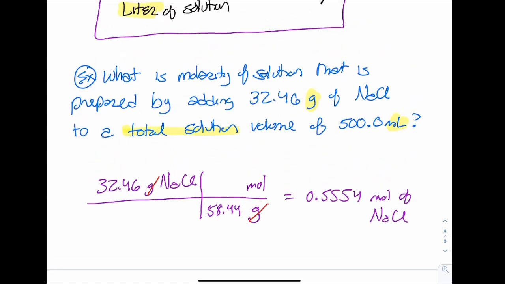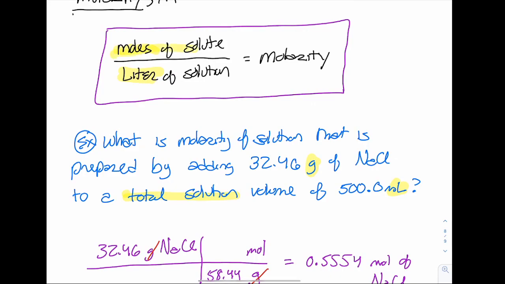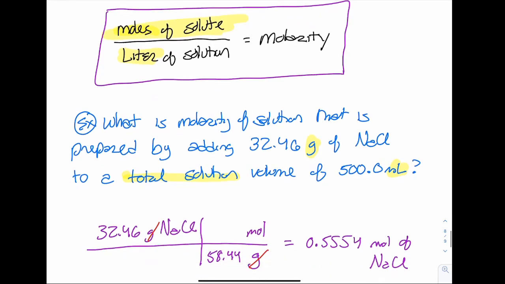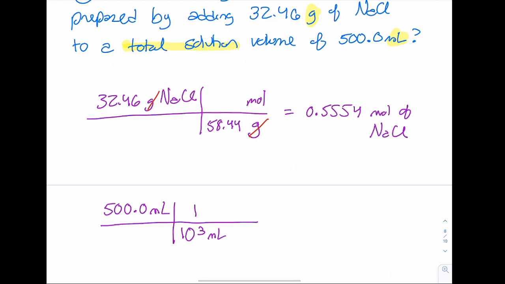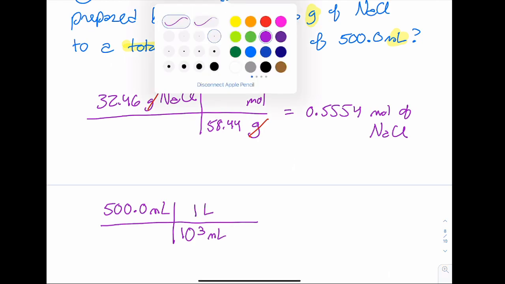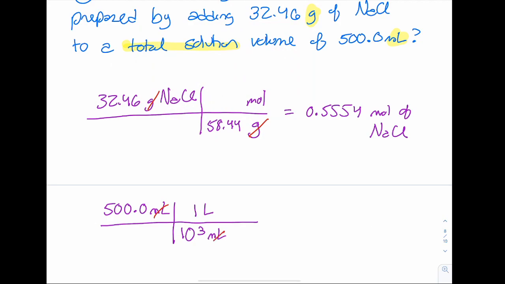So that's my moles of solute, right? That's the number that's going to go on the top here. I still need liters of solution. I know that I have 500 milliliters. I know that there's 10 to the third milliliters, or 1,000, in 1 liter. Right? We need to divide.